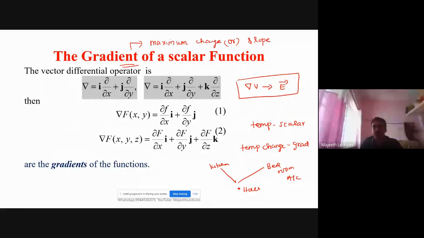So when you enter here, if I ask you to go to the maximum change in temperature compared to the hall, where will you go? To the kitchen, because the kitchen has more temperature compared to the hall. So here temperature is a scalar. When you go in this direction, the temperature changes towards maximum in the positive direction. So this will become the temperature gradient. So temperature scalar, change in temperature becomes temperature gradient.